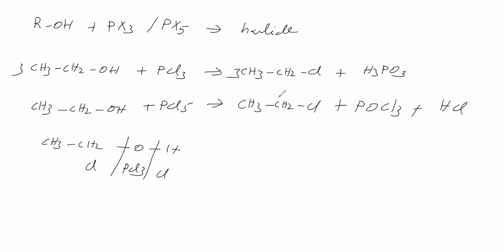So next, with PBr3, what is the product that we'll see? Similarly with PBr3 and PI3. So if we take PCl3 we are getting chloride. If we take PBr3 we will get bromide. If we take PI3 we will get iodide.